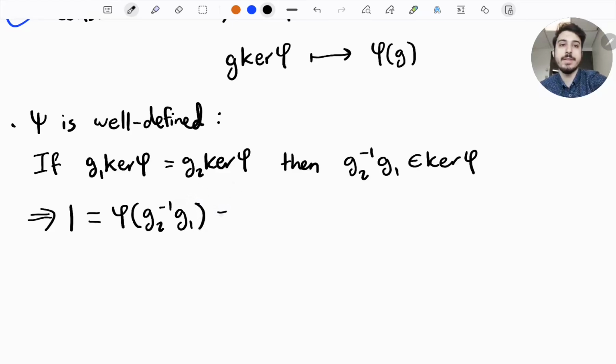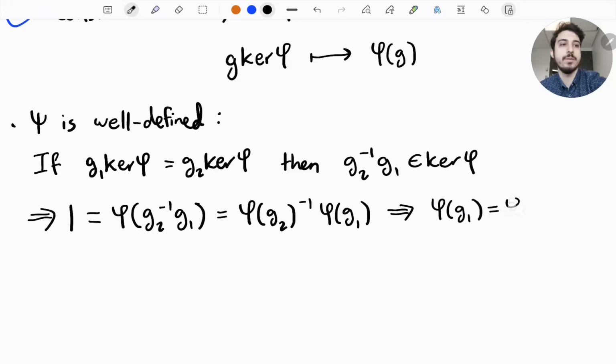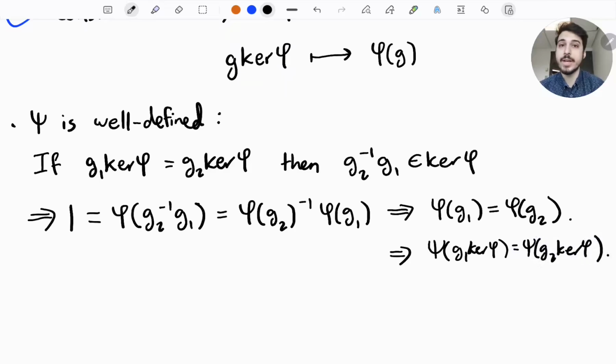And so, because phi is a homomorphism, we can split this up into the inverse of phi of g2 times phi of g1. And this implies that phi of g1 is equal to phi of g2. Therefore, we've said that if 2 elements in the domain are equal, then their image is also equal. This is just psi of g1 ker phi is equal to psi of g2 ker phi. So psi is a well-defined map.